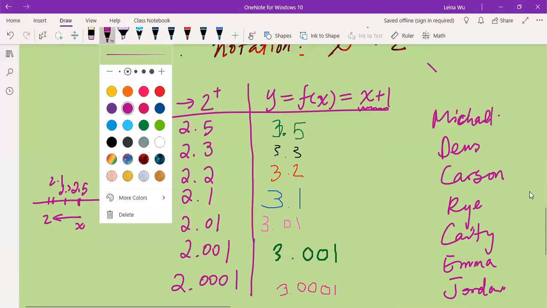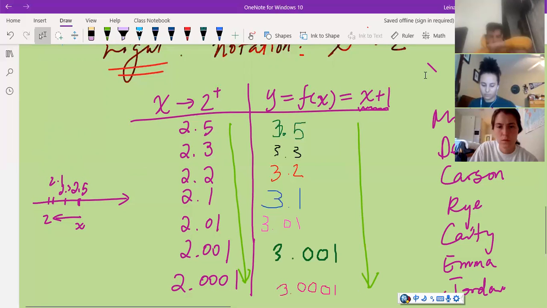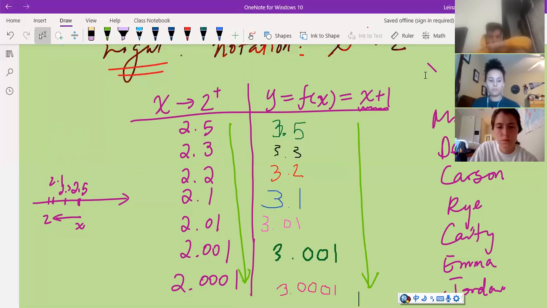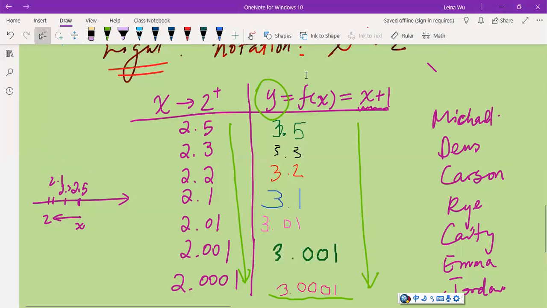Once again, let's observe what happens when x is approaching 2 from the right. Which amount is this function approaching? Can you see a trend? The y is getting close to what amount, guys? What value is y getting close to? I heard a 2 and I heard a 3. Let's look at y. Y is approaching what amount? 3. Okay, great. X is approaching 2, but y is getting close to 3.